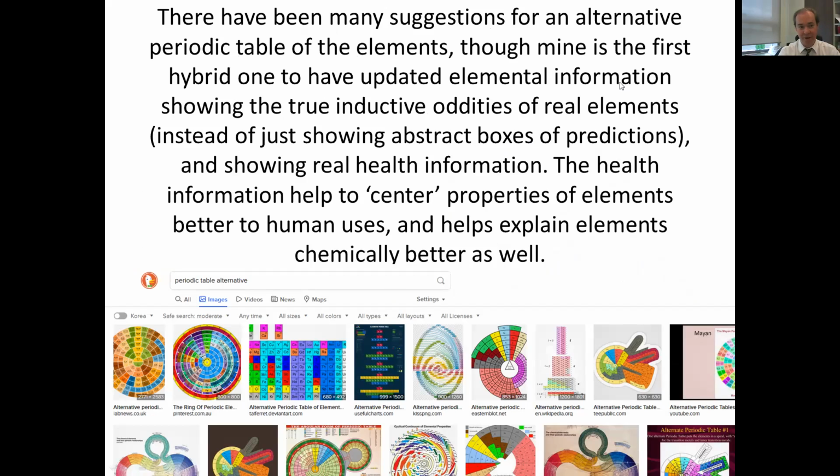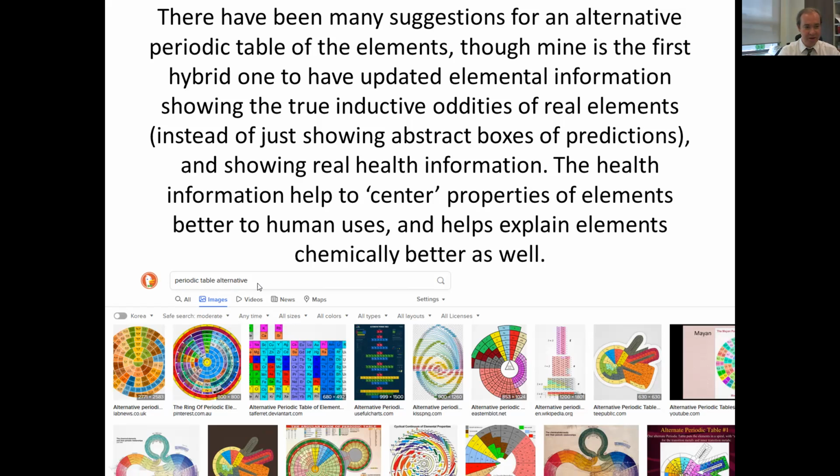There have been many suggestions for an alternative periodic table of the elements, though mine is the first hybrid one to update element information showing inductive oddities. I mean, there are some weird things about the elements that can't really fit in only one little box, and I want to show you that on this chart. So there are chemical and physical updates in the chart by itself, but it also shows health information.